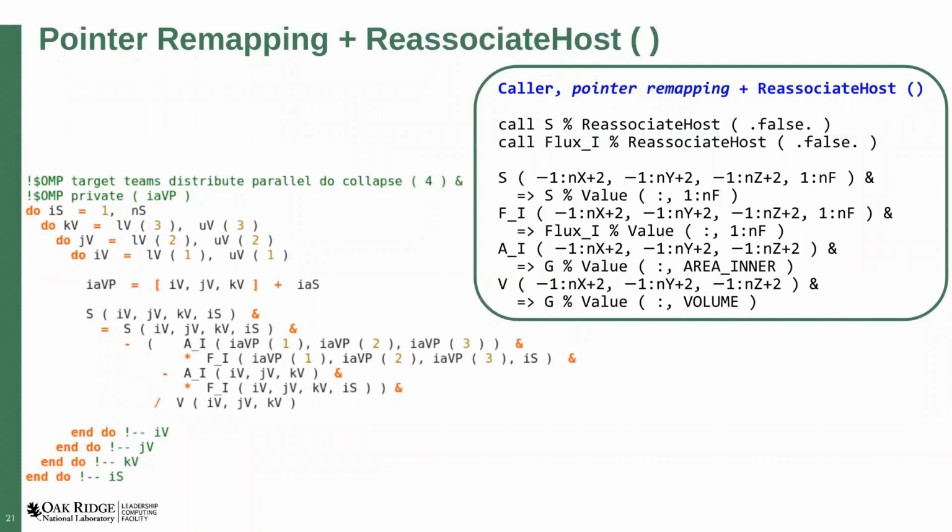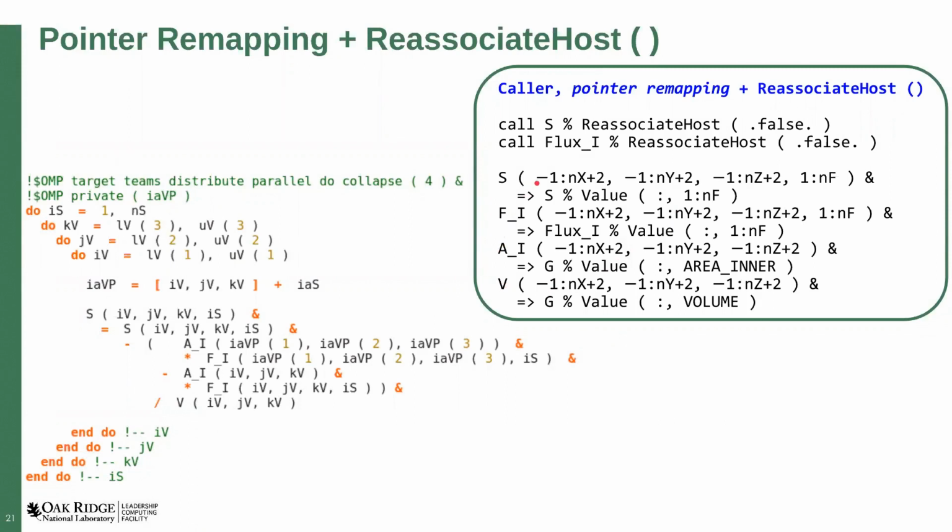Here's another example that's slightly more complicated. In this case, we have 4 variables. The variable S and Fi, or flux inner, are basically rank 2 variables, and for these 2 variables we call the associate host with false. So this is associated as a whole block, as a 2D block in OpenMP, while the variables A sub I and V here are basically rank 1 variables.